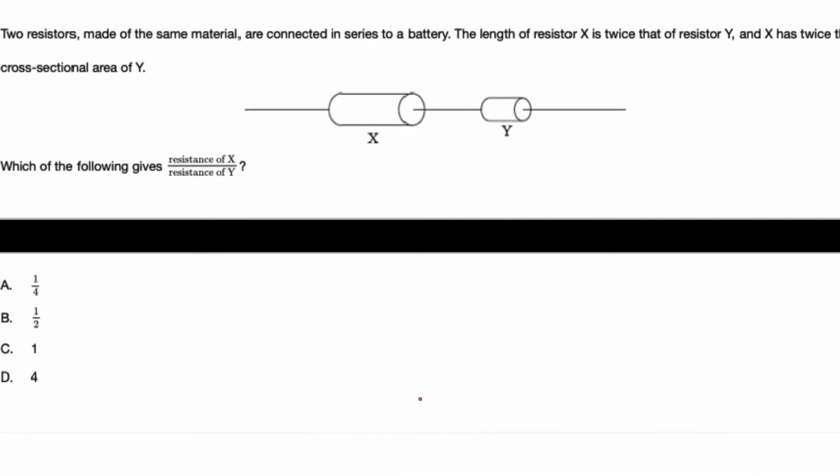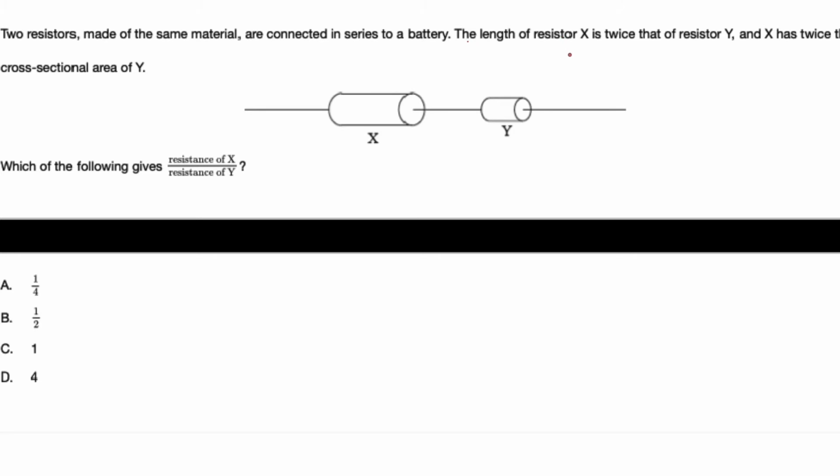Two resistors made of same material. The length of resistor X is twice that of resistor Y, and X has twice the cross-sectional area of Y. Which of the following gives the ratio of resistance of X over the resistance of Y?